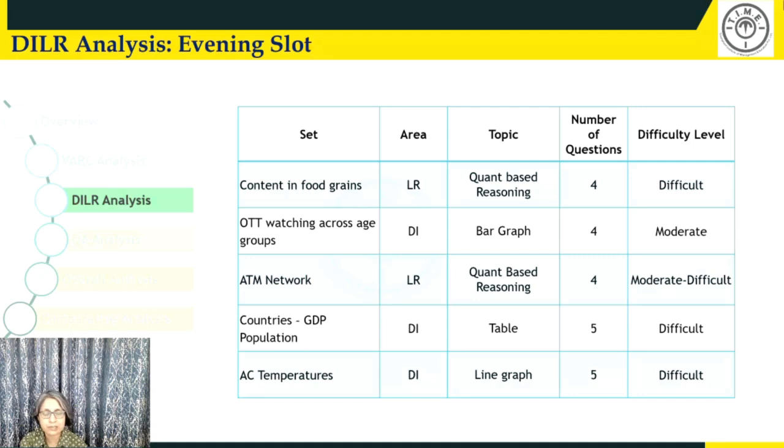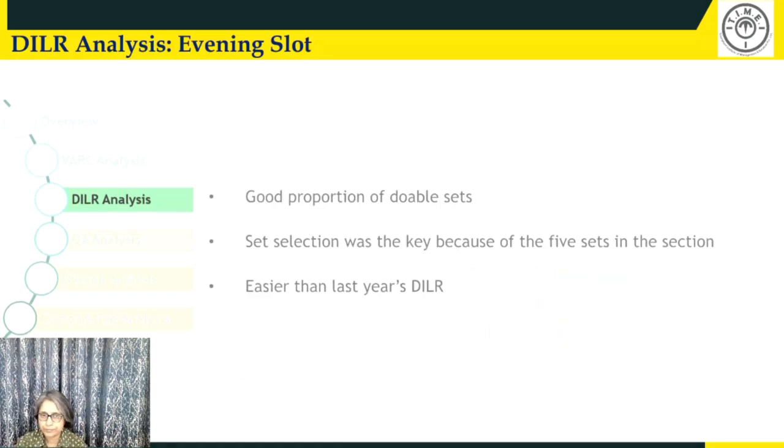Content in food grains caselet was completely calculation based. So was the bar graph. We have taken bar graph as a very important topic in our study material in our classes. Then the ATM network was based on the routes and networks concepts that we teach. The GDP population was completely calculation based, and so was the line graph. So very expected graphs and table interpretation had to be done. So there was a good proportion of doable test sets.